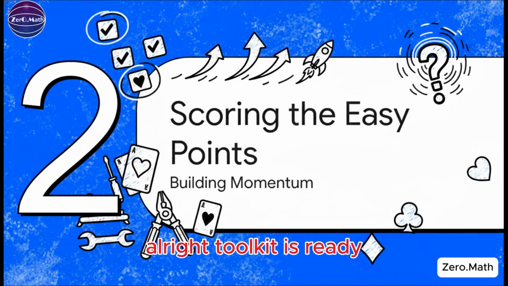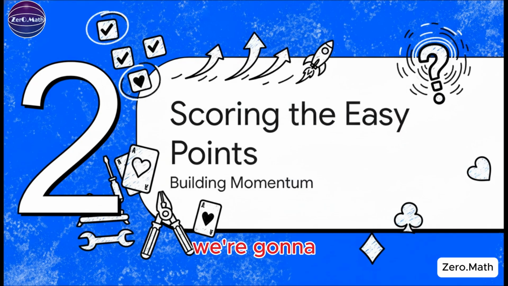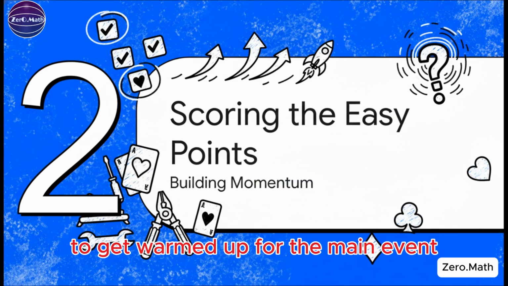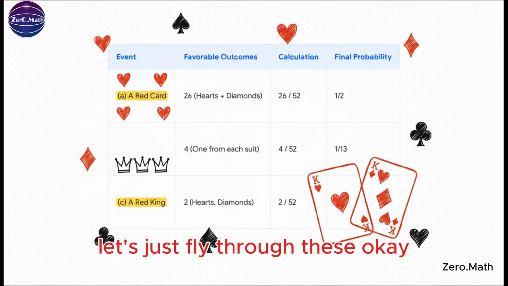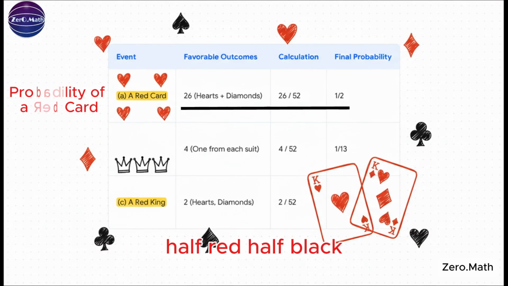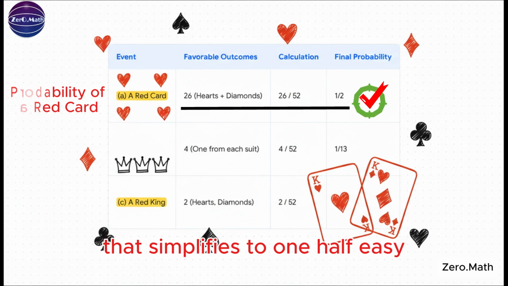All right, toolkit is ready, formulas in hand. Let's go score some easy points and build a little momentum. We're going to knock out the first 3 parts of this challenge, the straightforward ones, to get warmed up for the main event. Let's just fly through these, okay? First, a red card. The deck is split right down the middle, half red, half black. So that's 26 red cards, 26 out of 52. That simplifies to 1/2. Easy.